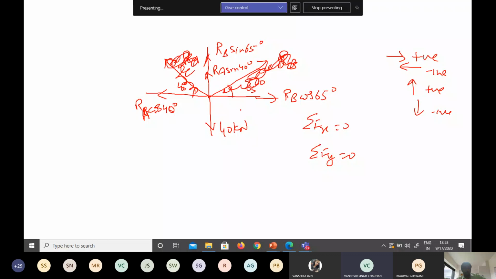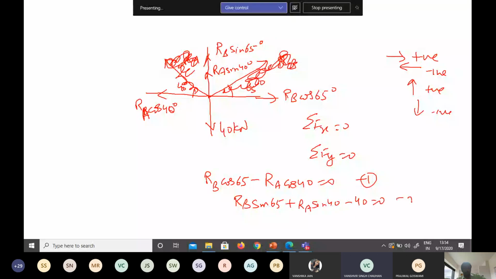Then apply summation Fx: RB cos 65 in this direction, RA cos 40 in this direction, is equal to 0. Equation 1. Similarly here, RB sin 65 plus RA sin 40 minus W is equal to 0. Equation number 2. So you have two unknowns, two equations. Solve it. This is how you have to go for resolution of force. So it is clear now? Yes, sir. Thank you, sir.